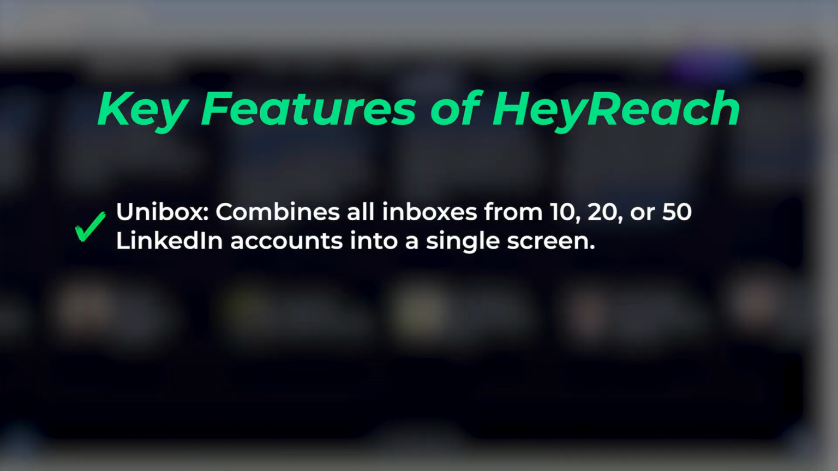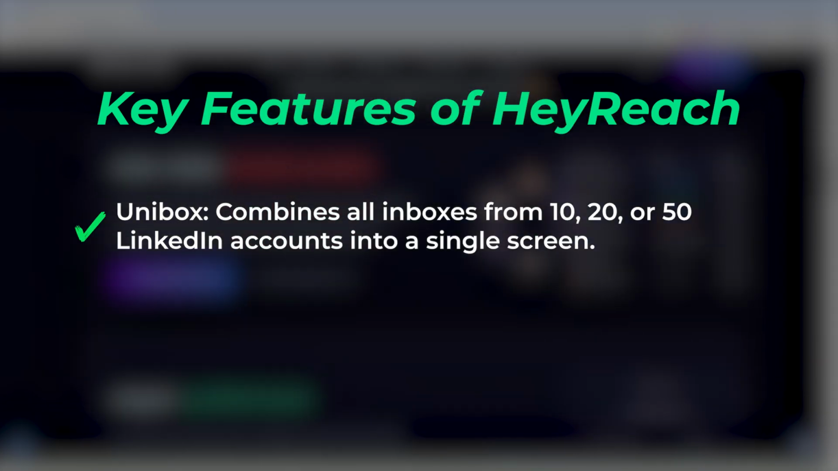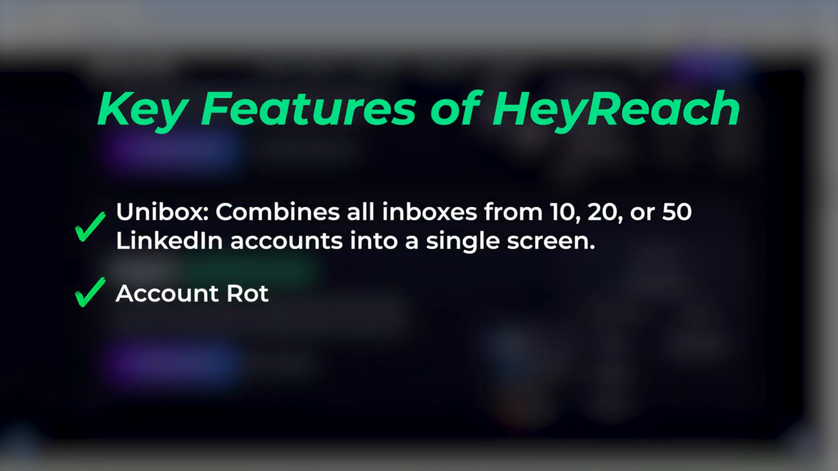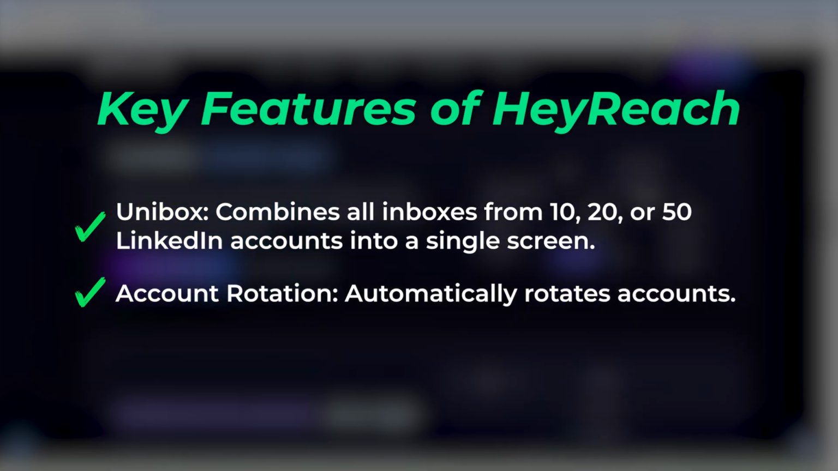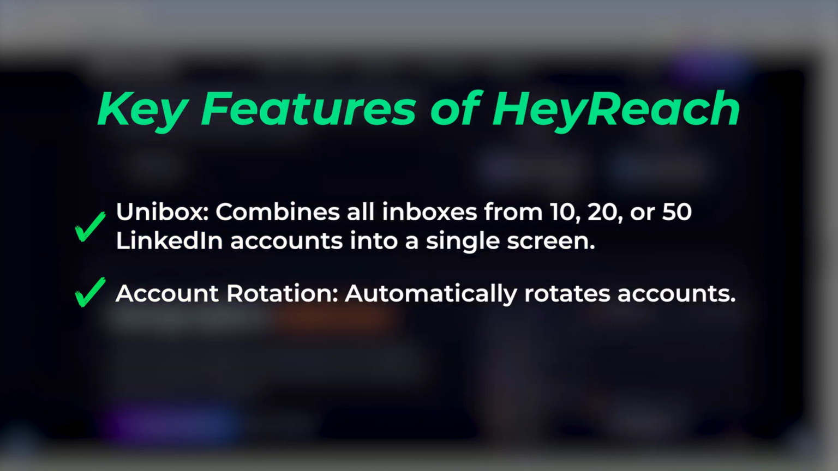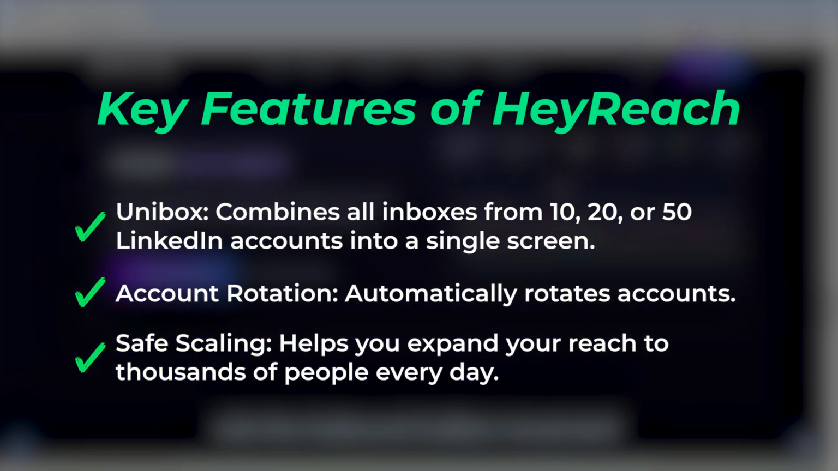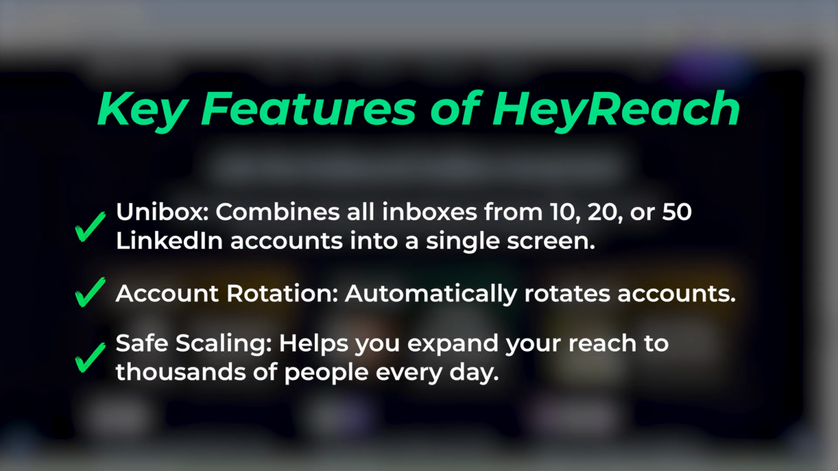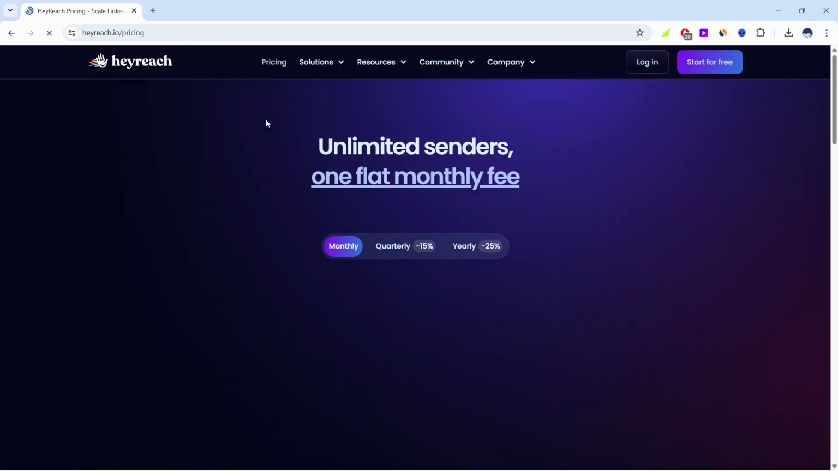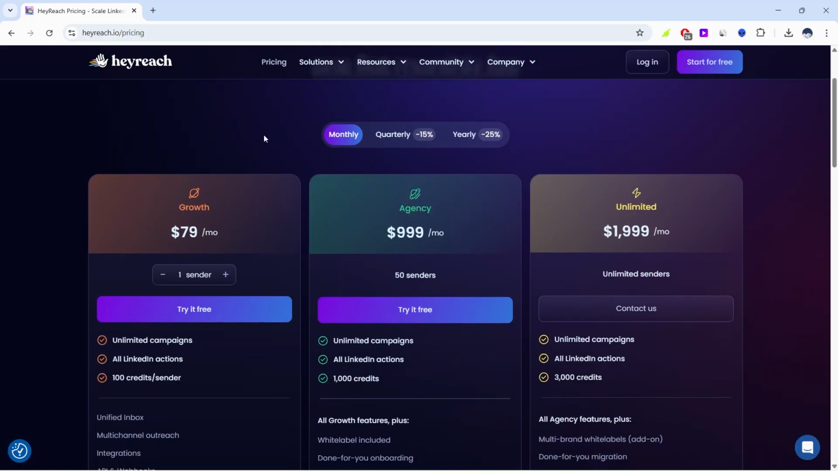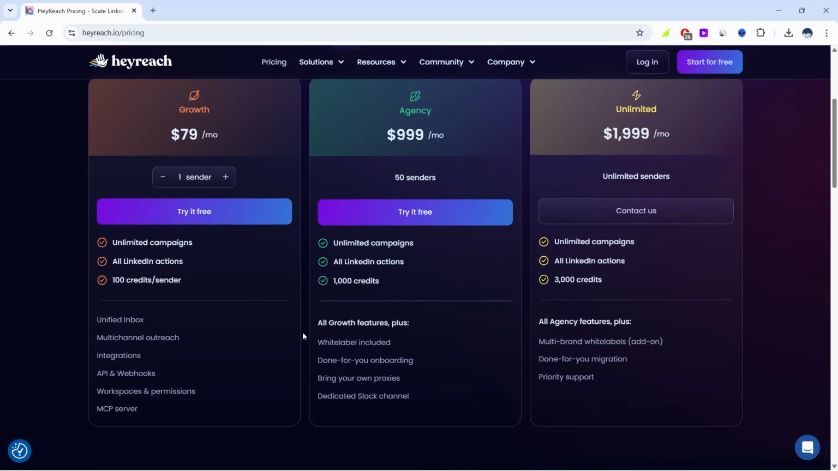If you're planning to scale and manage a large number of LinkedIn accounts, you can check out HeyReach. Key features of this tool include Unibox, which consolidates inboxes from 10, 20, or 50 LinkedIn accounts into a single screen, letting you reply like using Messenger. Account rotation, which automatically rotates accounts. If account A hits its daily limit, it switches to account B to continue. Safe scaling, which helps you scale outreach to thousands of people per day without overloading any single account. I find this tool quite useful for teamwork, tracking, and management. You can check HeyReach pricing here. Overall, the pricing is slightly higher than average, but it comes with many powerful features.